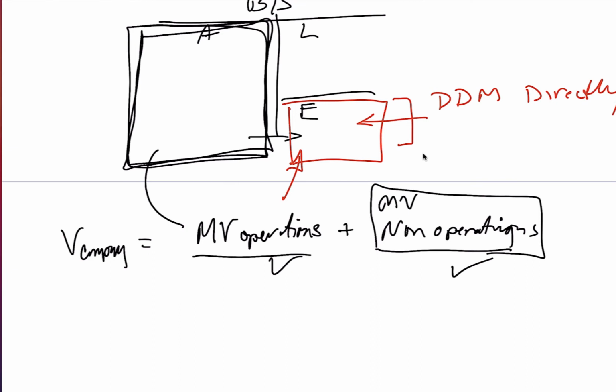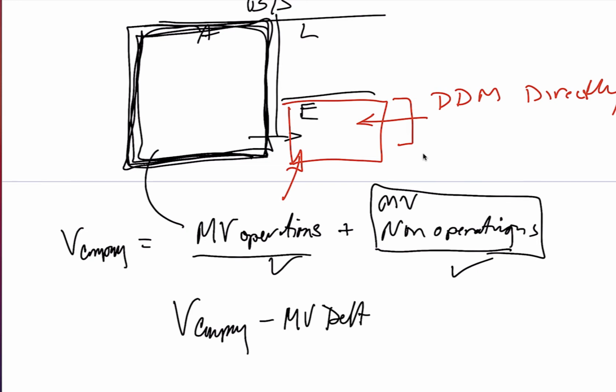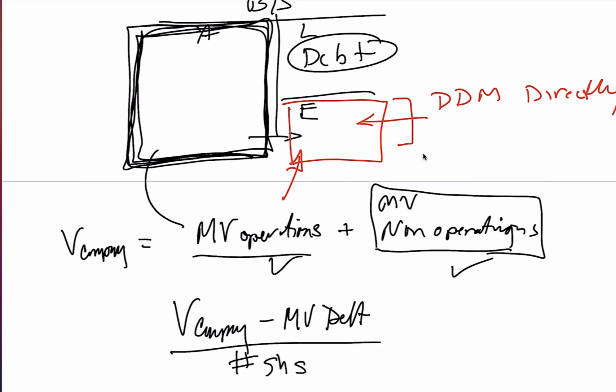And so getting back to the story here, what we're going to do is we're going to value this balance sheet, this side of the balance sheet. And we're going to take that side of the balance sheet and we're going to take value of the company minus the market value of debt, which is here on the balance sheet, debt. And we're going to divide by the number of shares of equity outstanding. And so we estimate this guy.